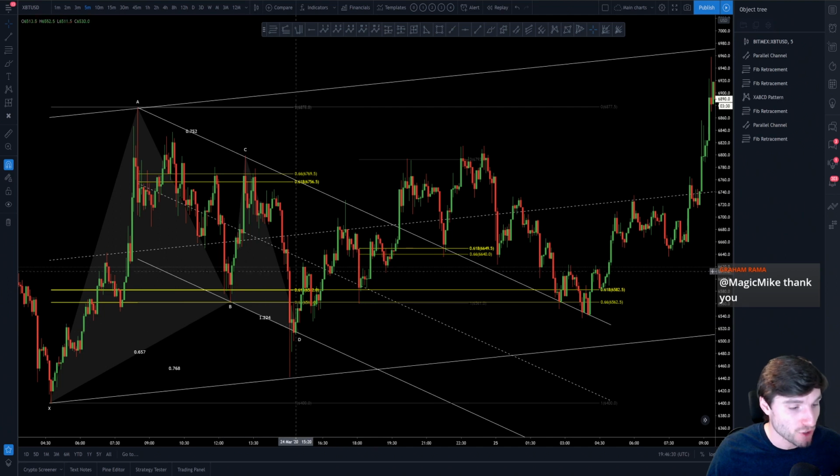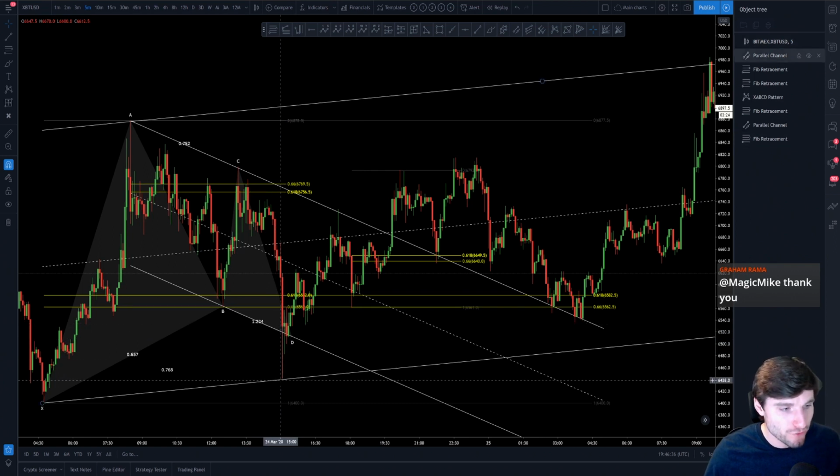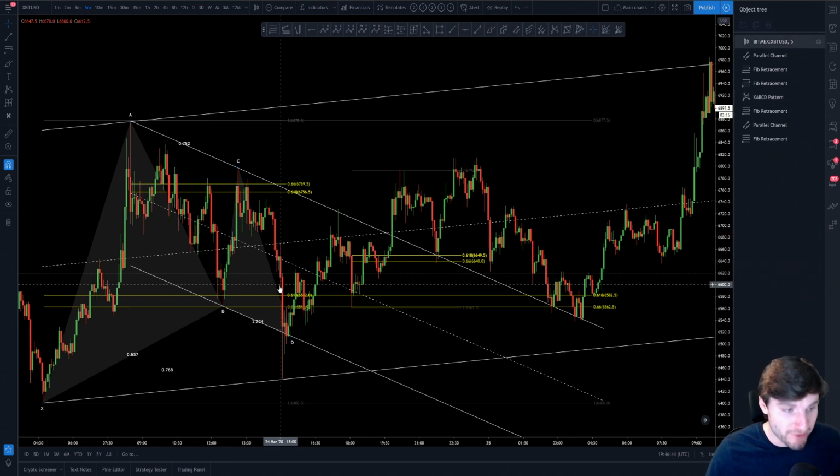So we got our move down for the D, and that is what you're looking for, around a 786. This long lower wick through the level definitely does not invalidate it. That's not an invalidation of a Gartley pattern. This is totally fine and valid, and that did give us our long position.